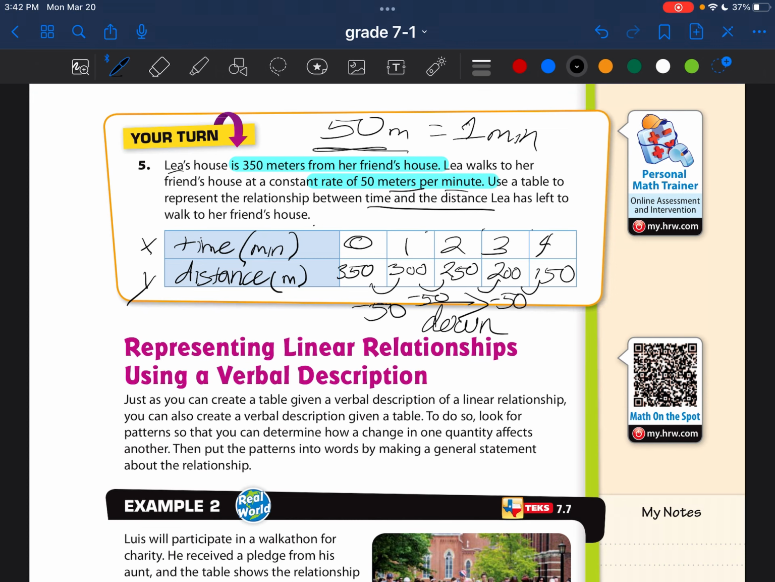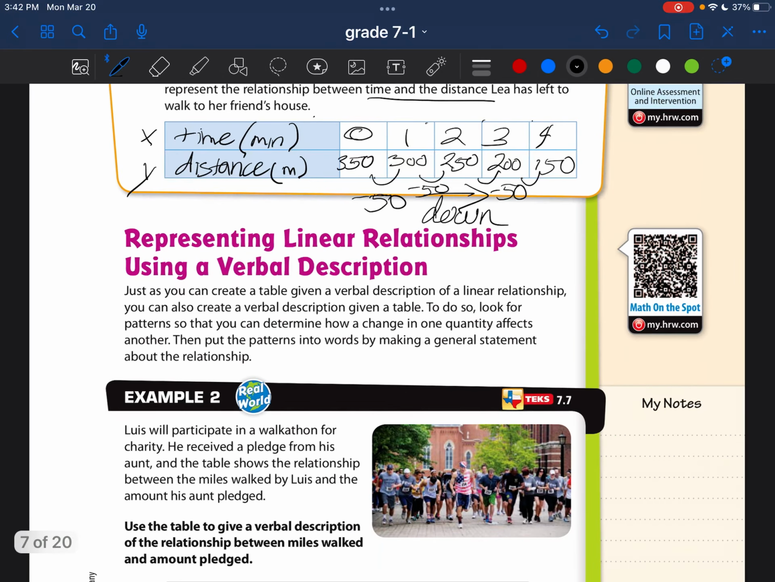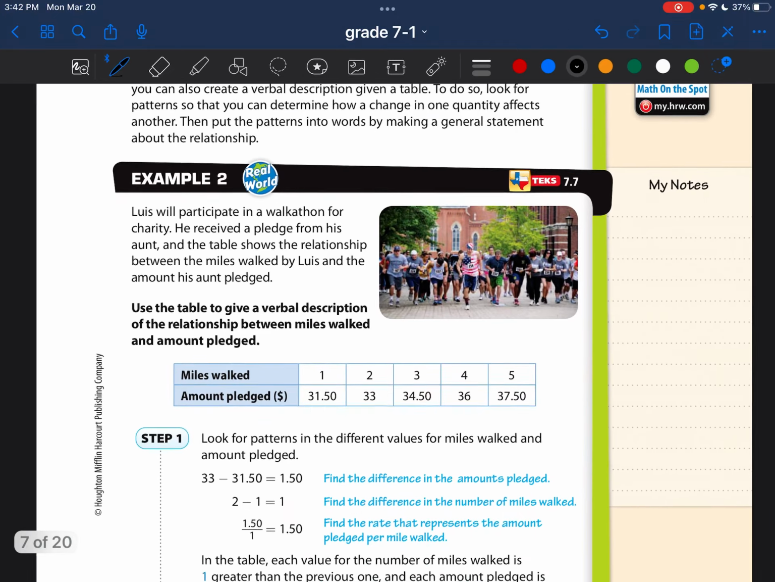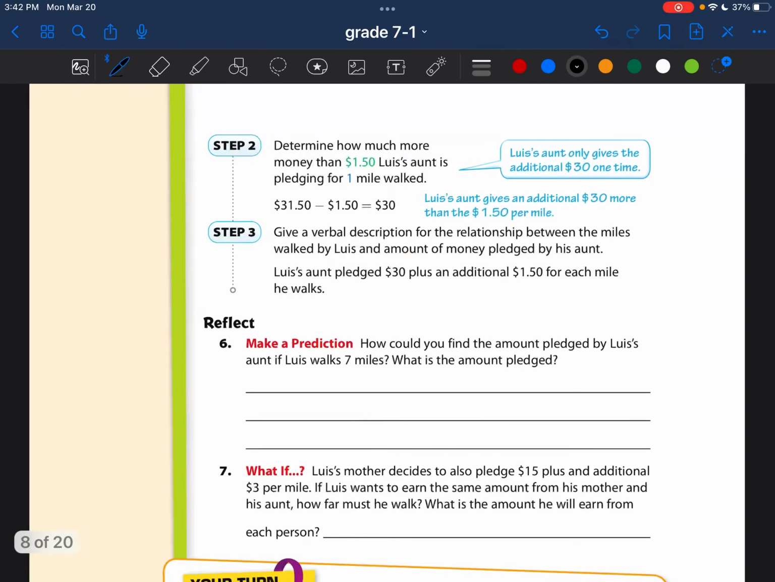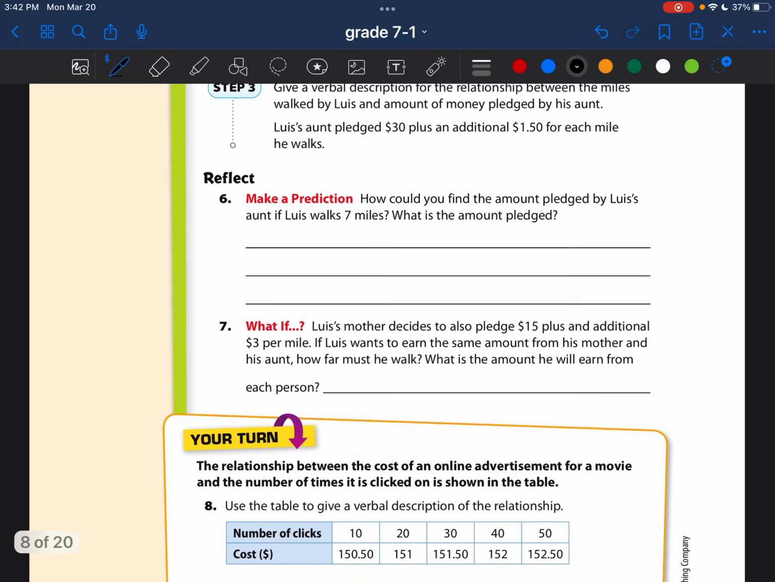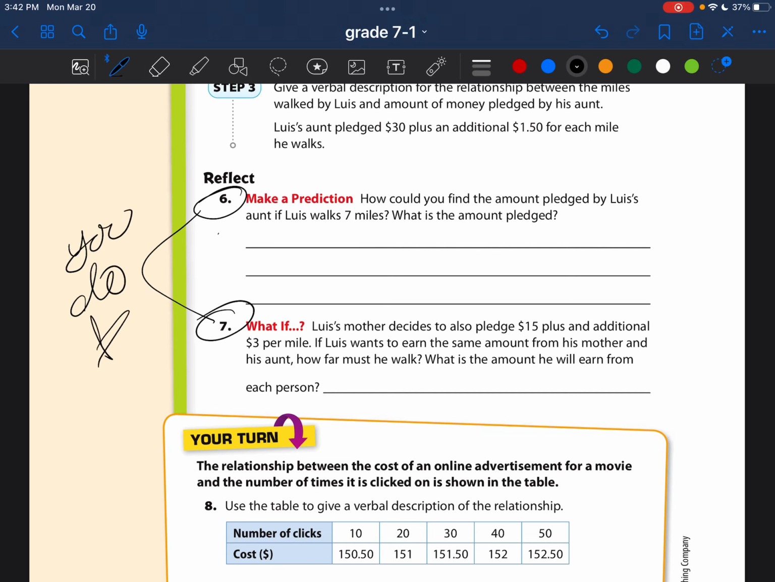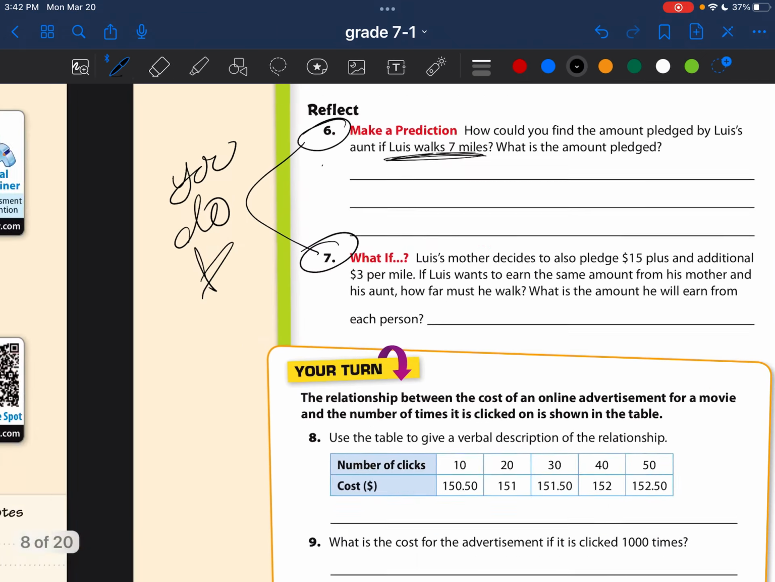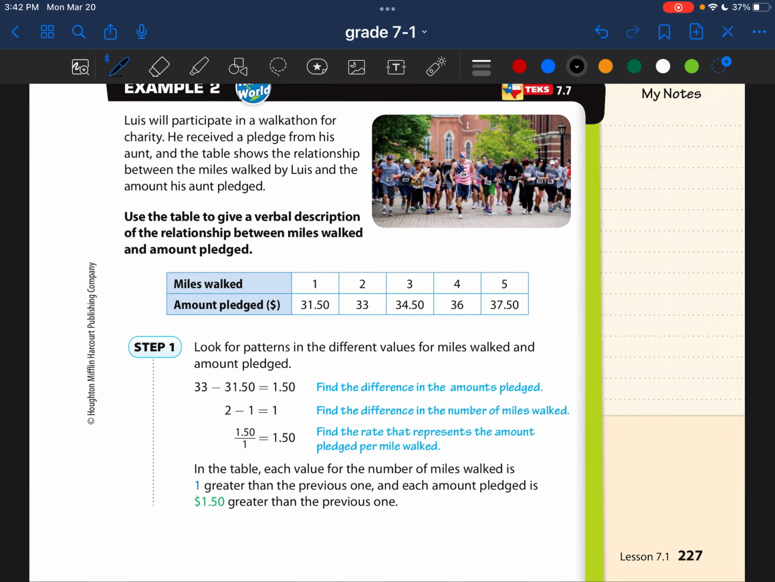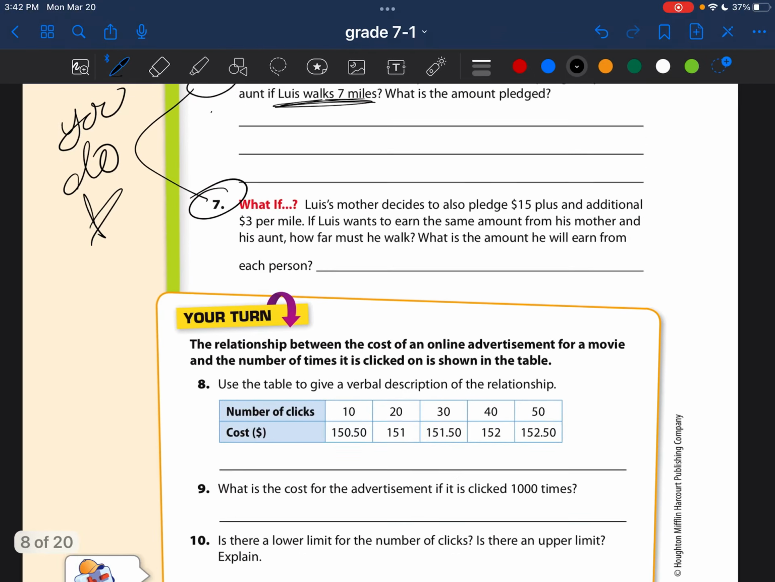Thank you so much. All right, you are going to go ahead and do example 2. You are in charge of questions 6 and 7. That's what you're in charge of. Okay? Make sure that you are labeling your table as you go along. Okay? Number 6, all it's asking is what if Lewis walked 7 miles? That's all you need to answer. Look back at your table and make sure what happens if we walk 7. Okay? That's all that's asking.